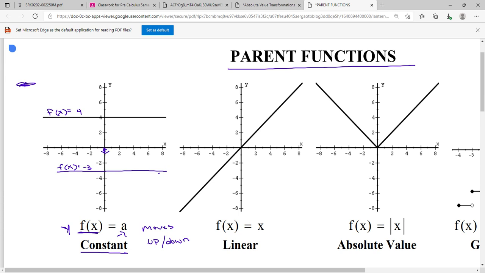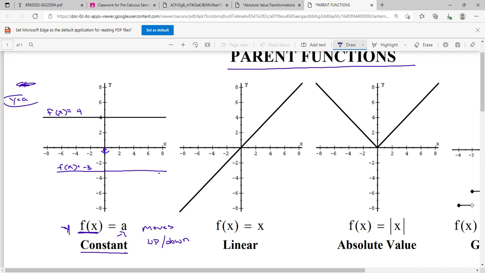So this is the same as saying y equals a, right? Whatever y equals makes a horizontal line. And remember, when we made vertical lines, that would be x equals. No matter what x is, y is always going to be equal to whatever that is. But remember that a vertical line is not a function, just a horizontal line is a function.